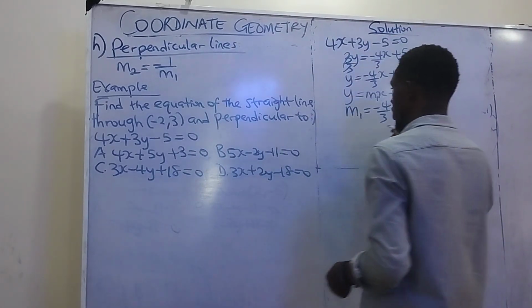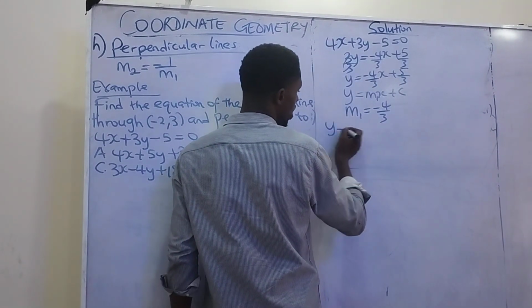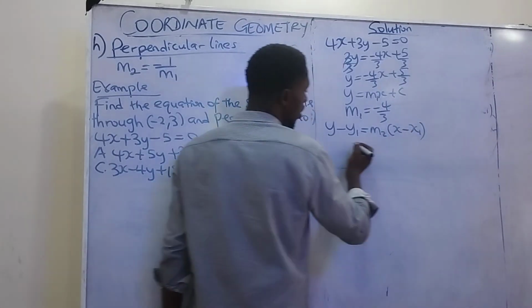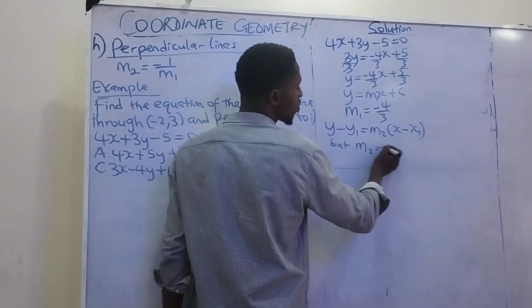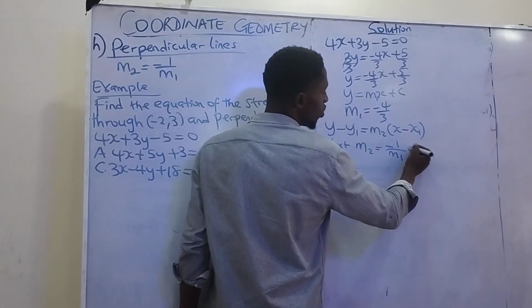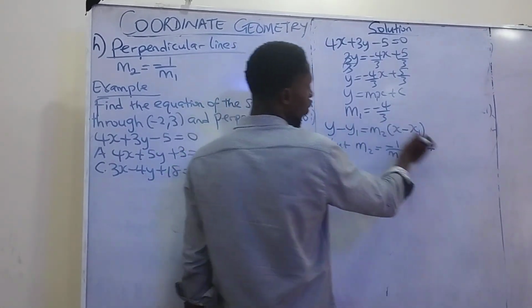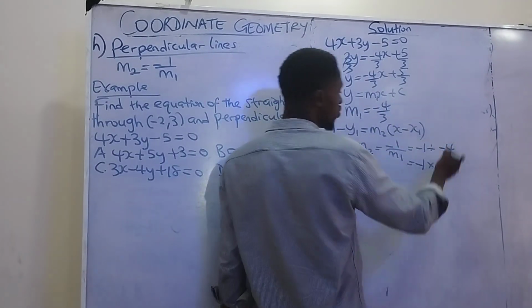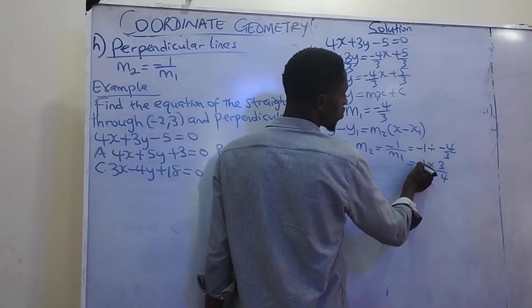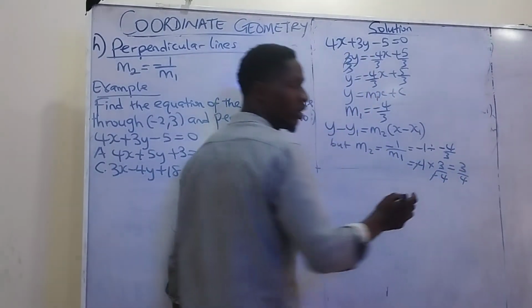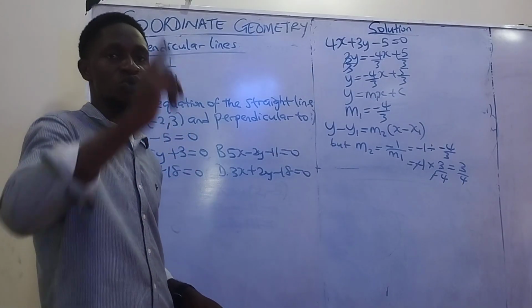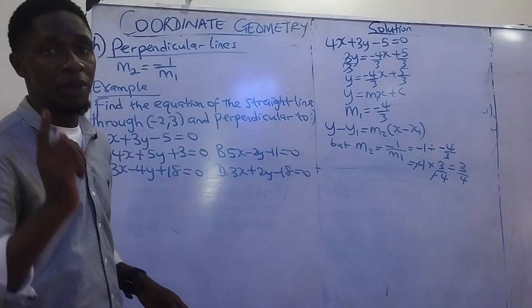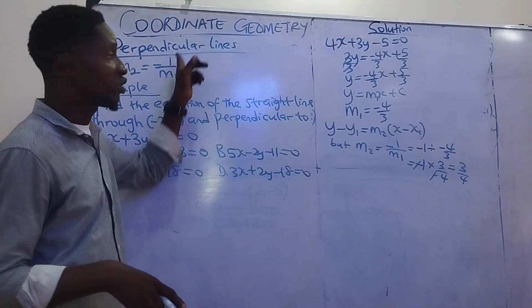After that, we are going to use y minus y1 equals m2 bracket x minus x1. But to get our m2, m2 is equal to minus 1 over m1. So minus 1 divided by our m1, which is minus 4 over 3, is minus 1 times 3 over minus 4, it will interchange. Minus will cancel minus, so it's 3 over 4. So when you get m1, to get m2, it is minus 1 over m1, based on the rule there, because they are perpendicular.